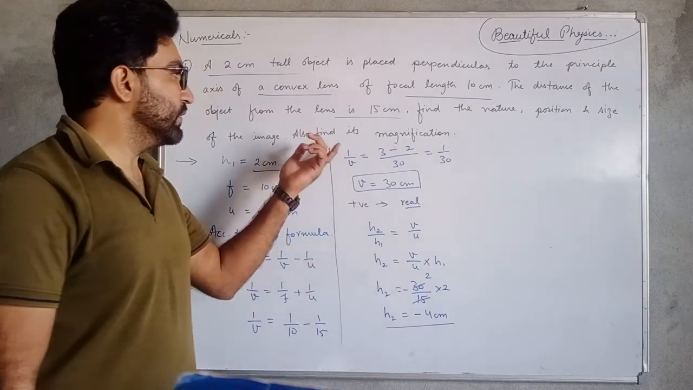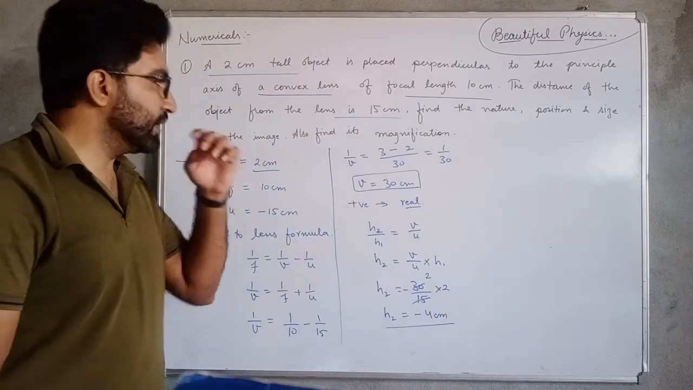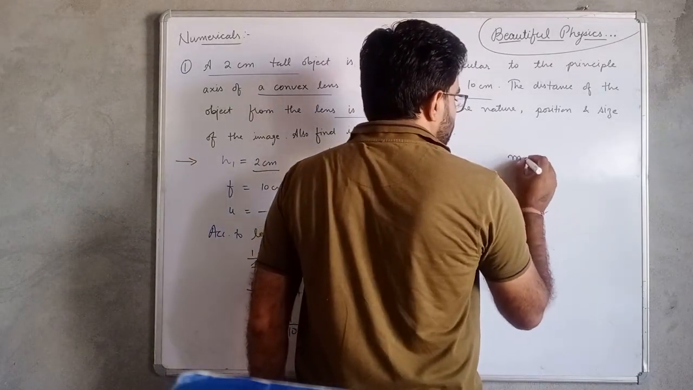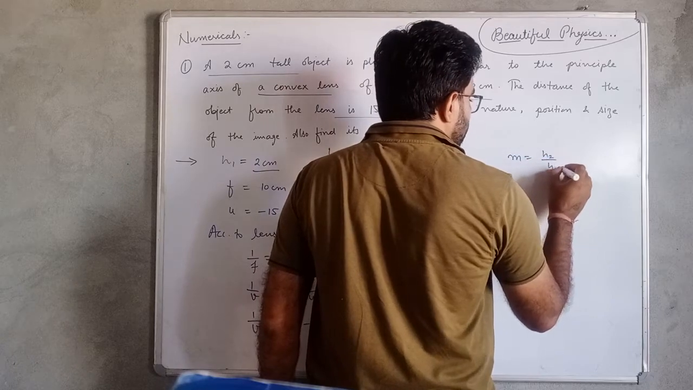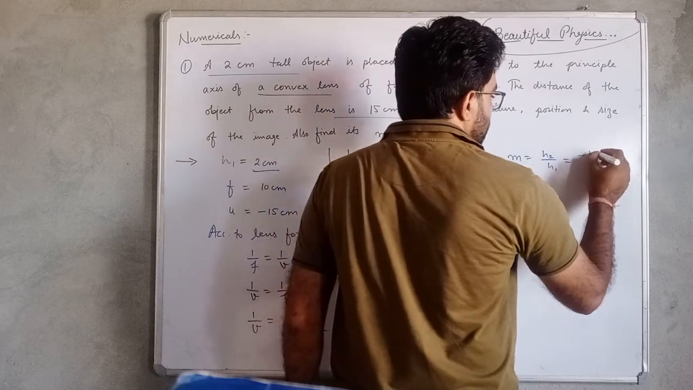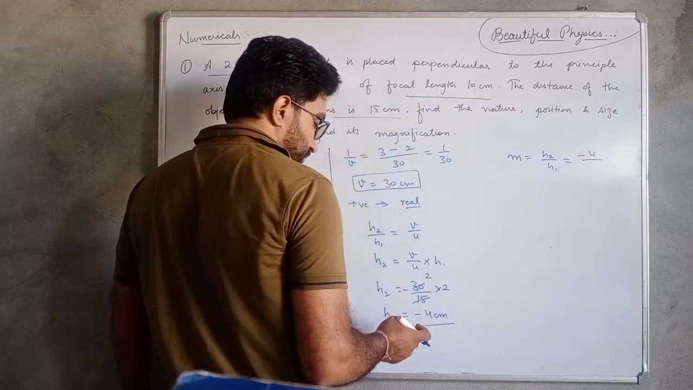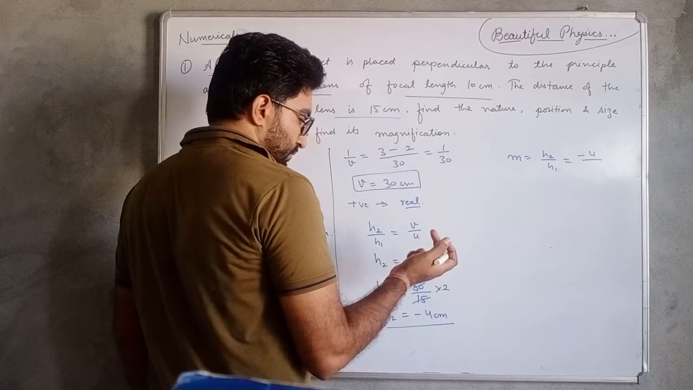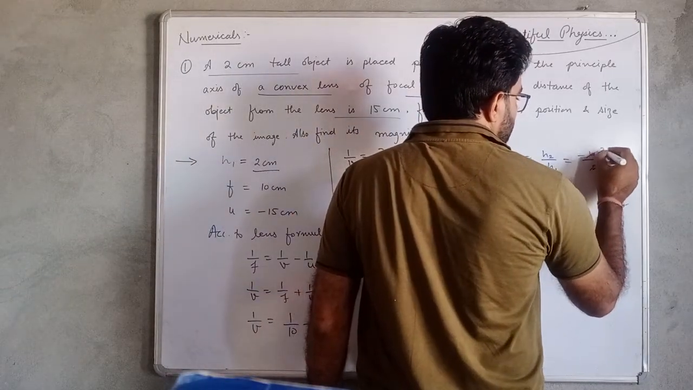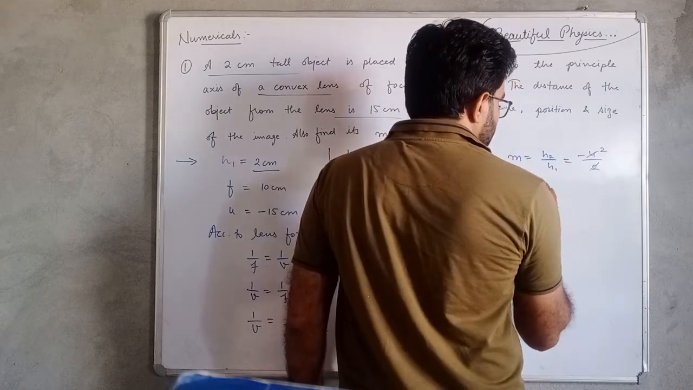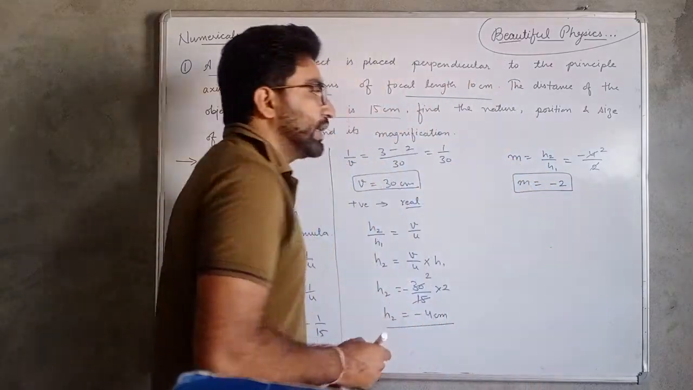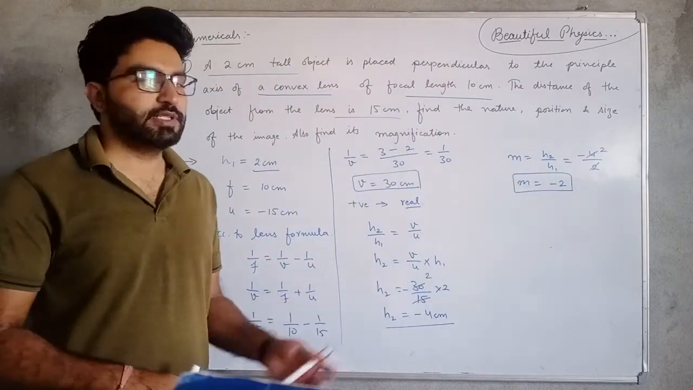And next we have to find out the magnification. For magnification we know that m is equal to h2 by h1. So the value of h2 is minus 4, and the value of h1 is 2. Here magnification is minus 2, meaning the image is 2 times larger than the object.